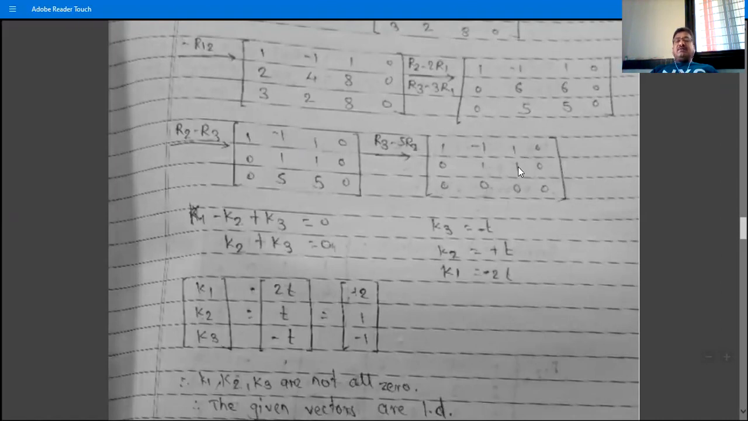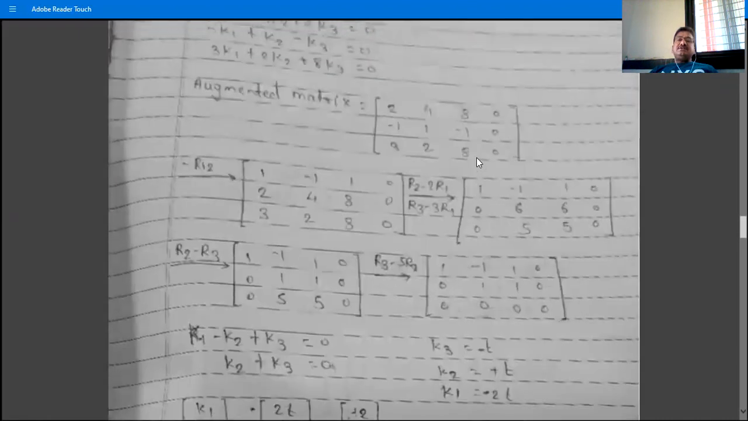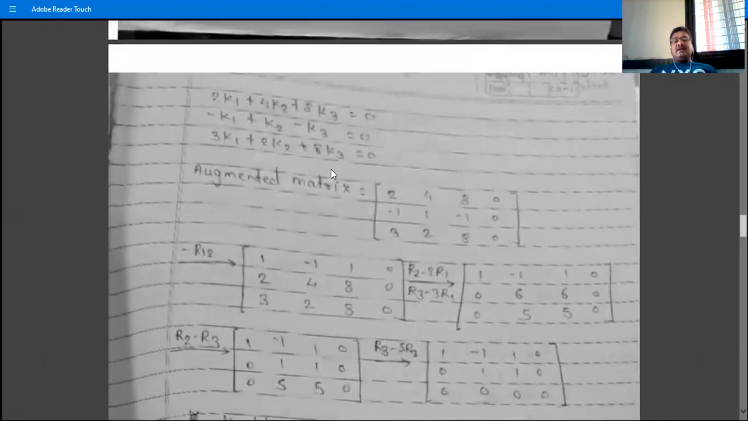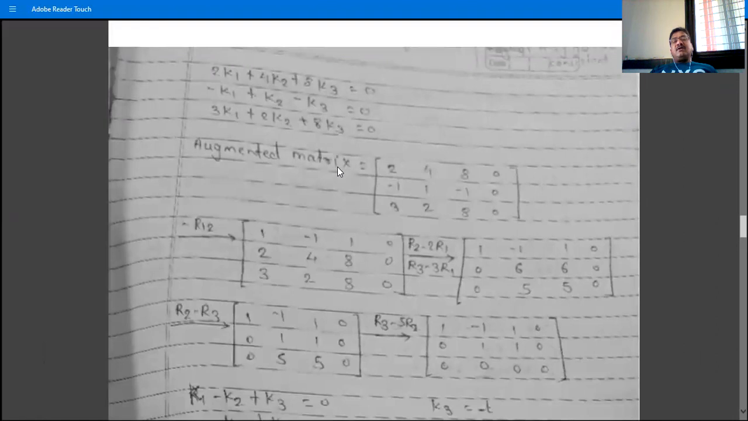So rewrite the equation. In this case also the system is consistent. So rank of AB is 2, rank of A is also 2, and the rank of A is equal to rank of AB, which is 2, and therefore the system is consistent. A homogeneous system is always consistent. There are only two cases: either this system has a unique solution or this system has infinitely many solutions.